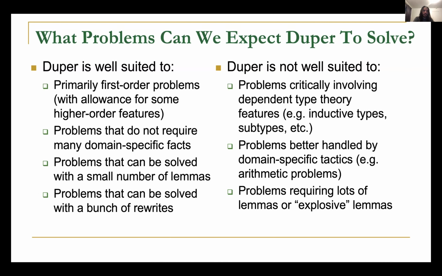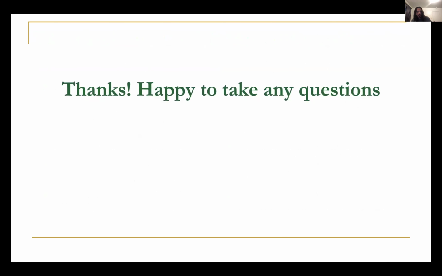And this makes sense in retrospect. This wasn't something that I was expecting prior to actually developing Duper, but it makes some sense in retrospect, given that the superposition inference rule, which is the primary workhorse of Duper's calculus, is essentially a really general rewrite rule ultimately. So yeah, thanks, and happy to take any questions.